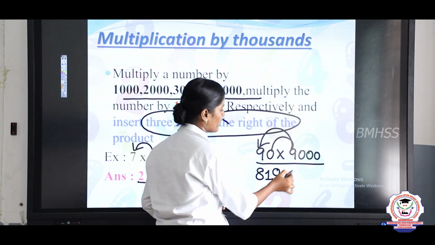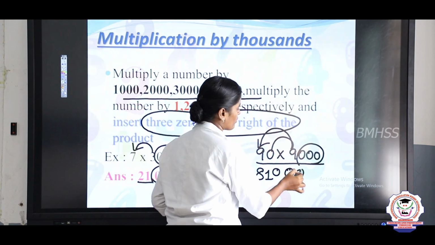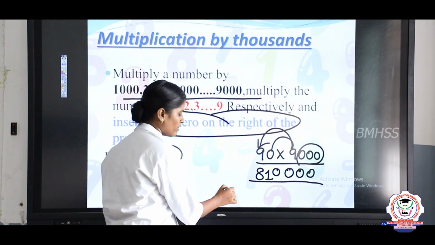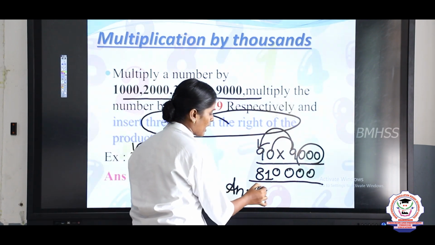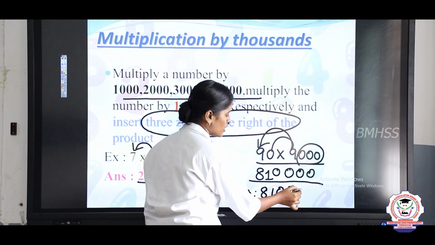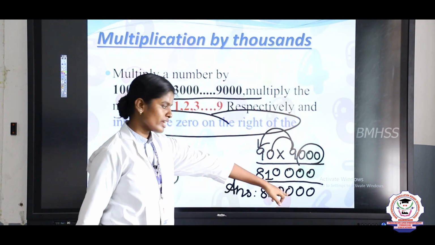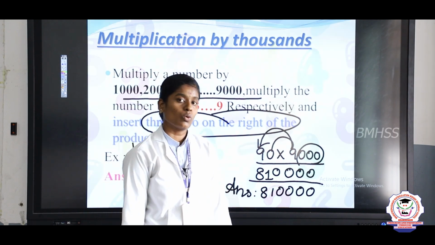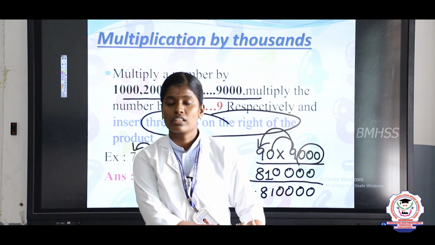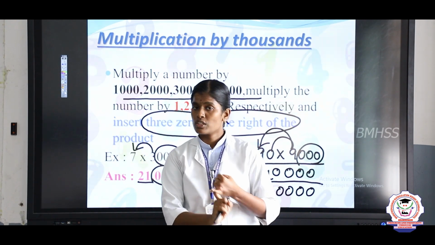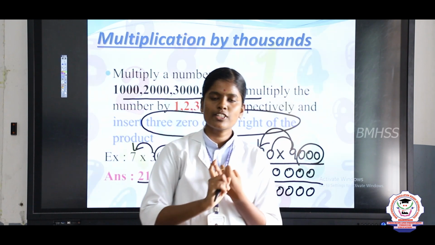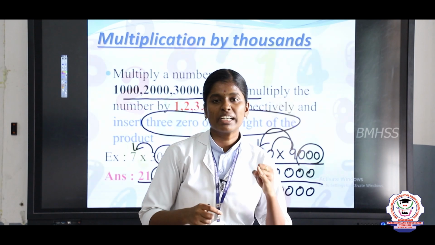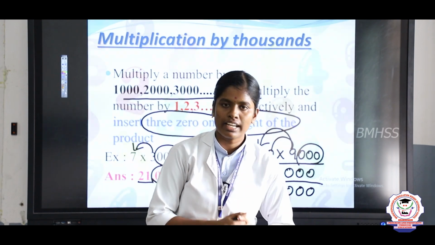Then finally, you should insert 3 zeros to the right side of the product. Then finally, write the answer 810000. Ones, tens, hundreds, 1000, 10,000, lakh. 8 lakh 10,000. What is the answer? 8 lakh 10,000. So, now you have learned multiplication by tens form, multiplication by hundreds form and multiplication by thousands form. Next, we will see what we get when we multiply by tens, 100, 1000.